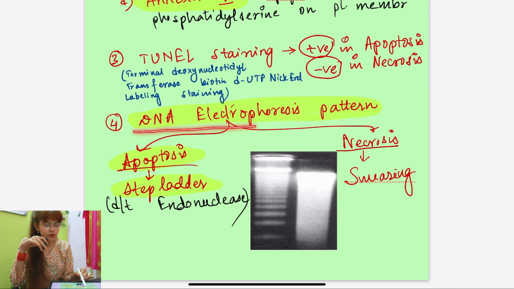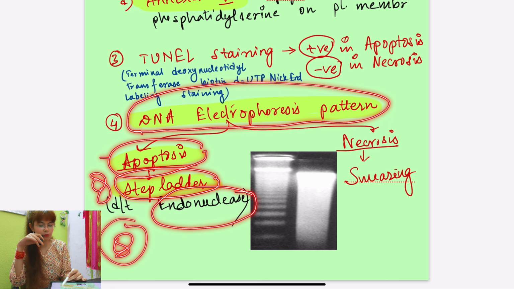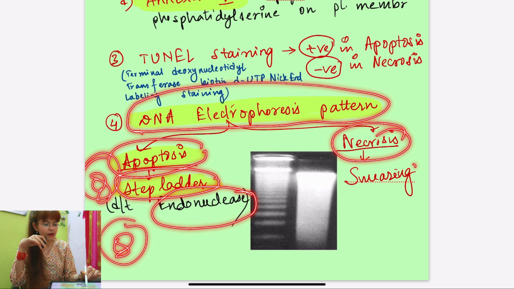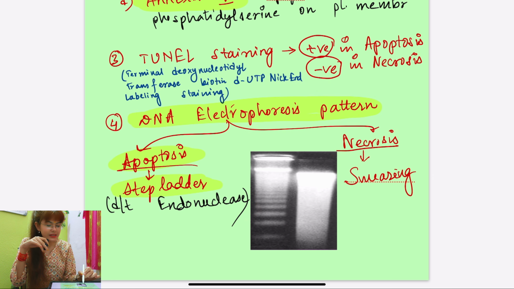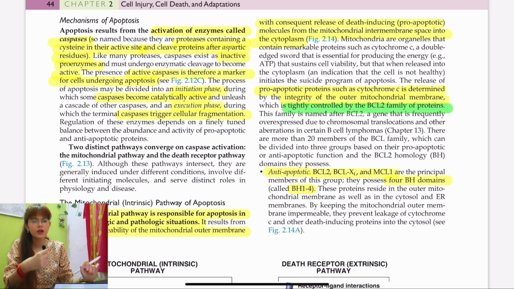In the DNA electrophoresis pattern, what you will see in case of apoptosis is a step ladder pattern because of the enzyme endonuclease. All these are very important points. And in case of necrosis, you find a smearing pattern. So you can easily see that this is a smearing pattern and this is the step ladder pattern. So now coming to the most important part, which is the mechanism of apoptosis.